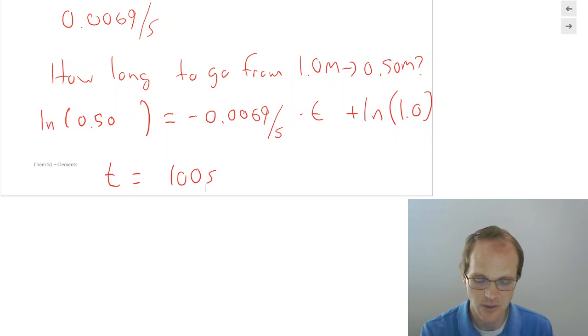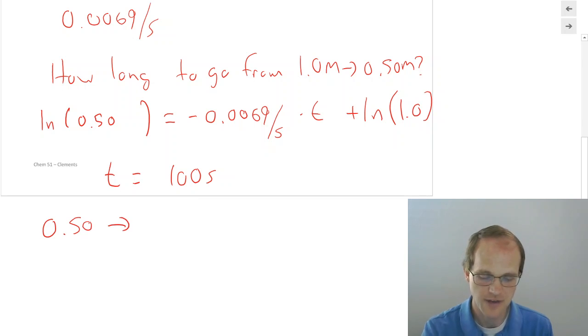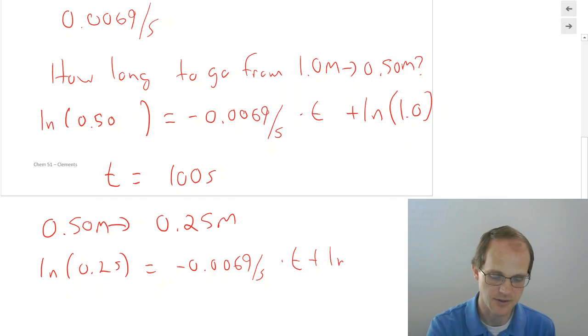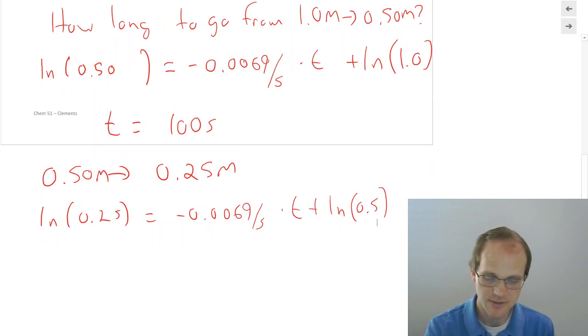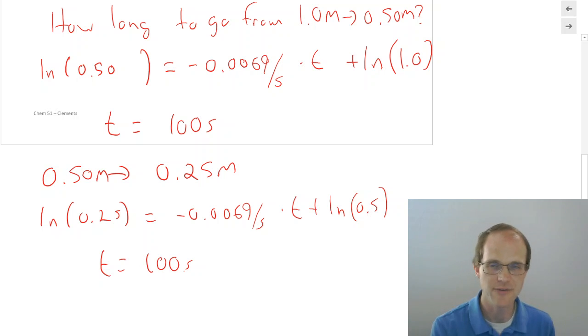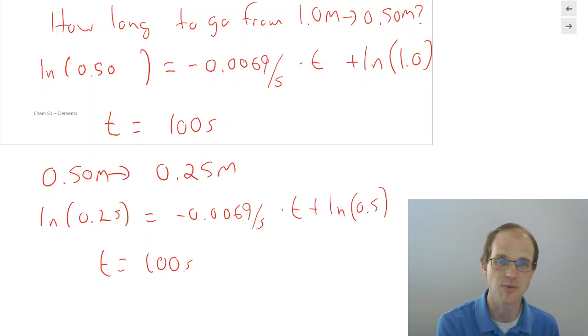But it turns out that's not quite true. Let's figure this out. How long from 0.5 molar to 0.25 molar? We set up the equation just the same. Natural log of 0.25 equals minus 0.0069 per second times t plus the natural log of 0.5. Plug that in, and guess what you get? You get t is about 100 seconds. So it took us 100 seconds to go from 1 molar to half a molar, and 100 seconds to go from half molar to 0.25.